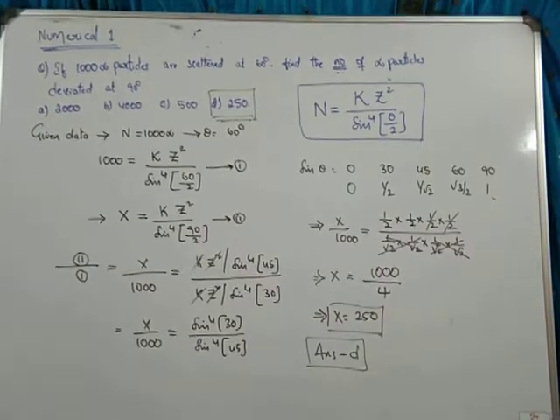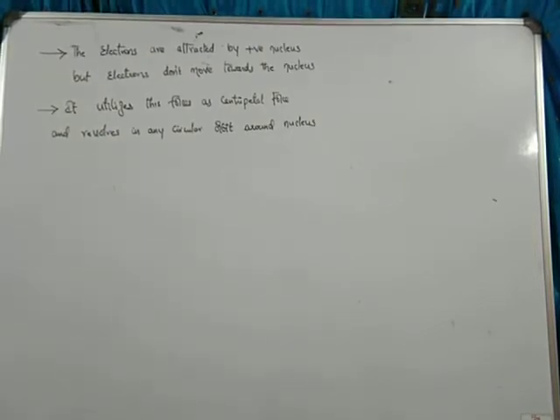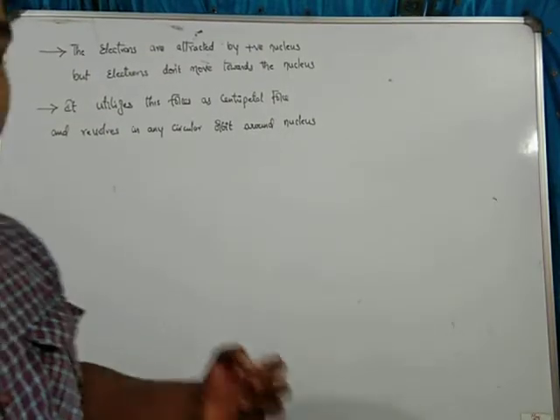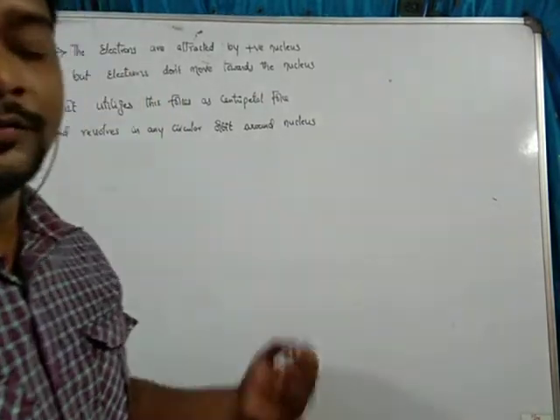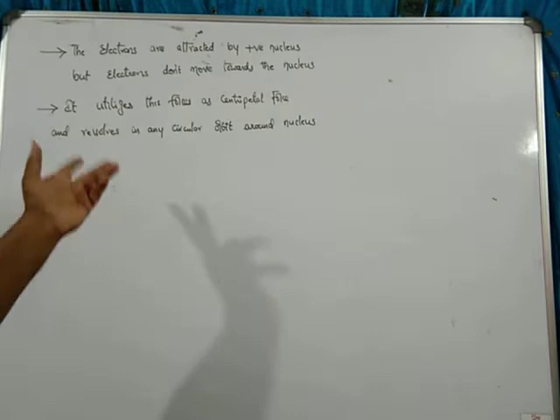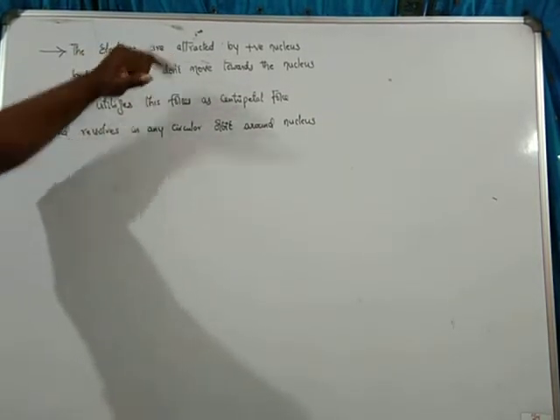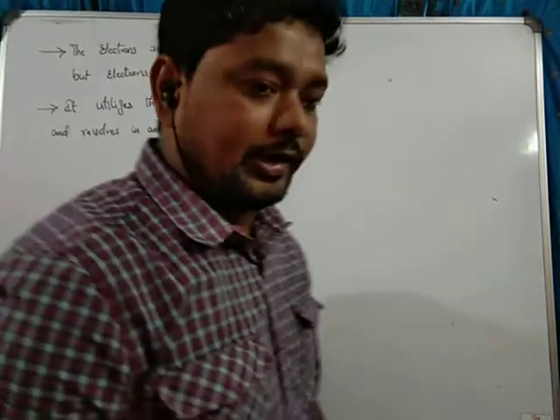Note down these points. So already we defined some conclusions of your Rutherford alpha scattering practical experiment, and here we have some more conclusions. The electrons are attracted by the positive nucleus.